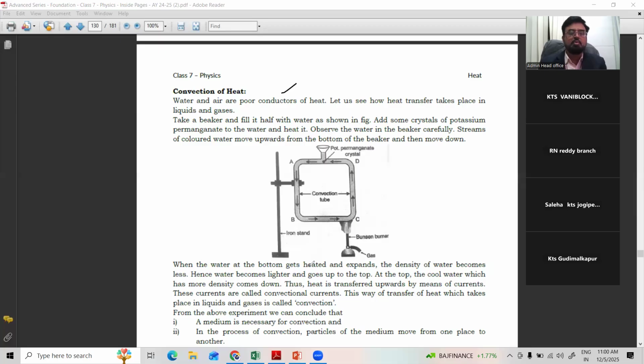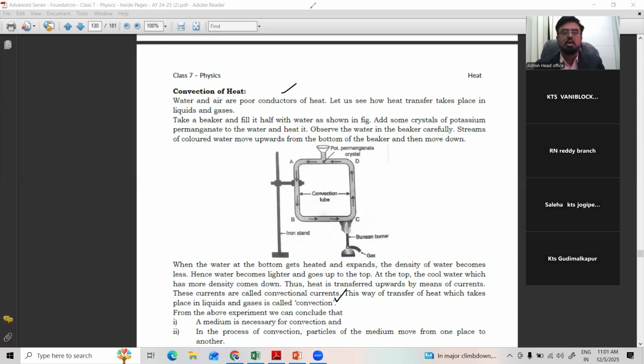When the water at the bottom gets heated and expands, the density of water becomes less. Hence, water becomes lighter and goes up to the top. At the top, the cool water, which has more density, comes down. Thus, heat is transferred upward by means of currents. These currents are called convection currents. This way of transfer of heat in liquids and gases is called convection.